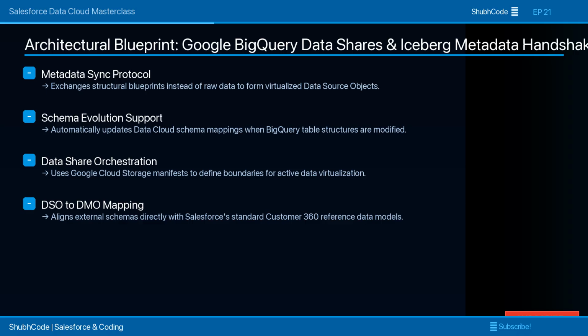For instance, say your database administrator adds a new loyalty_tier column to the BigQuery table. Rather than breaking an ETL pipeline, the metadata catalog automatically synchronizes. The schema update is propagated to the Data Cloud metadata dictionary, allowing your segmentations and activation paths to seamlessly access the new column without a single line of manual re-engineering. This is true metadata-driven enterprise virtualization.